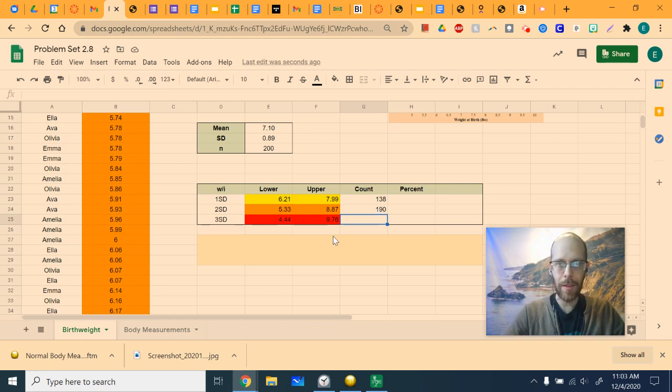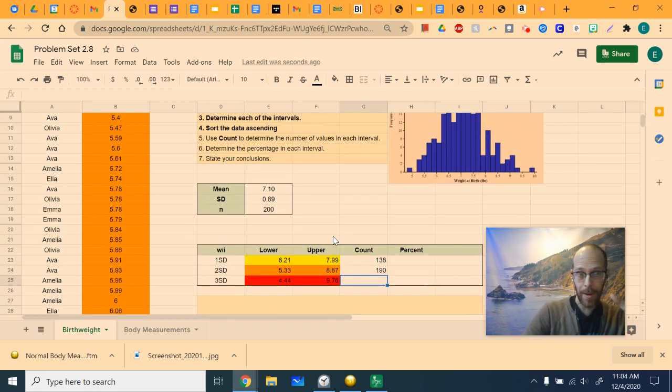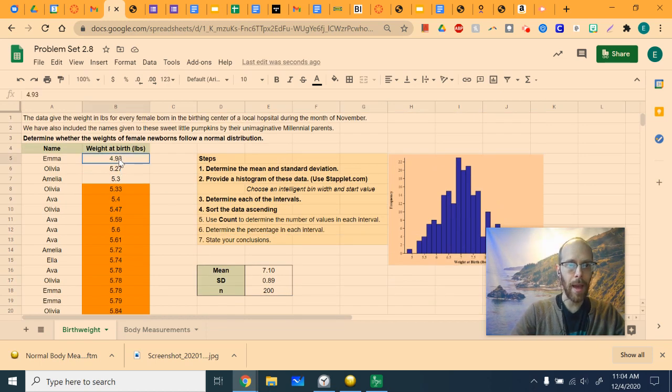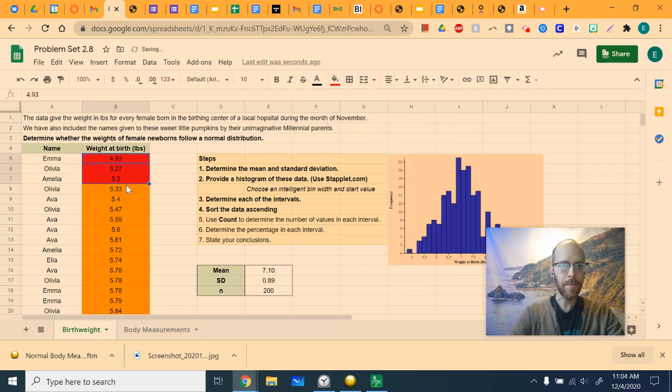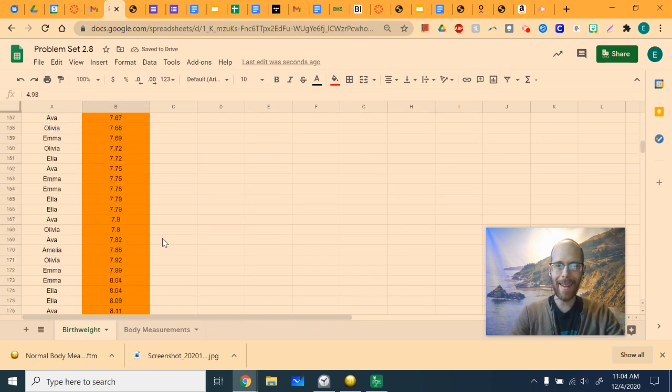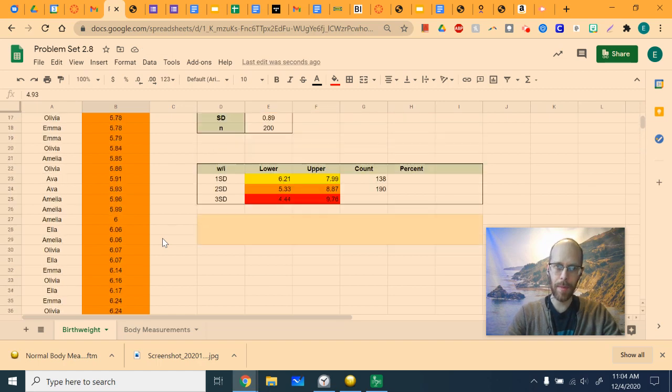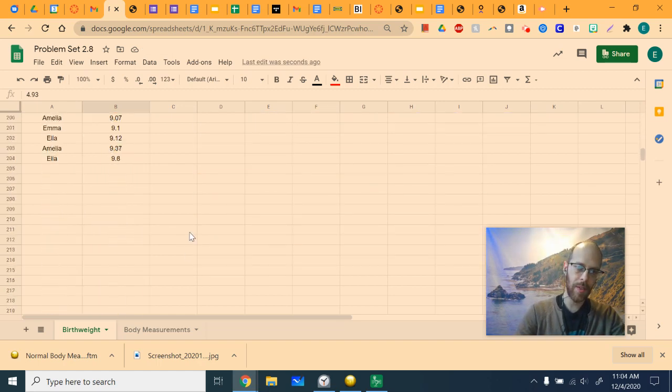Finally, let's go to 3 standard deviations. Usually this is just about everybody. Let's see if that's the case. So 4.44, yeah, all of these would fall into that red group. And then what was our upper bound? Our upper bound was 9.76.